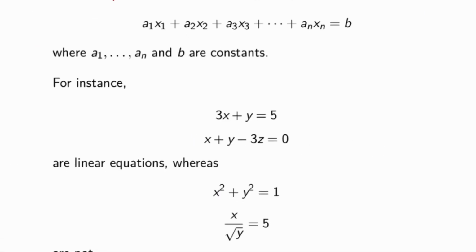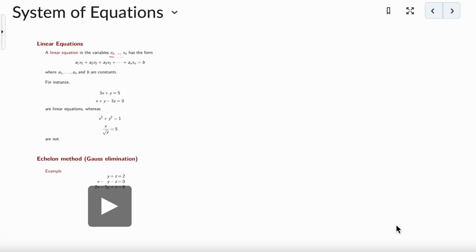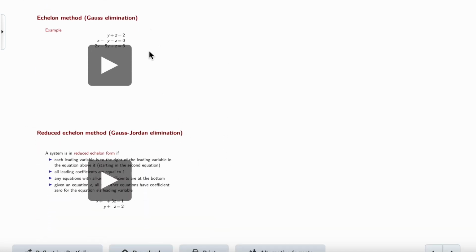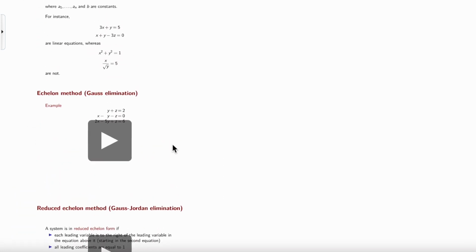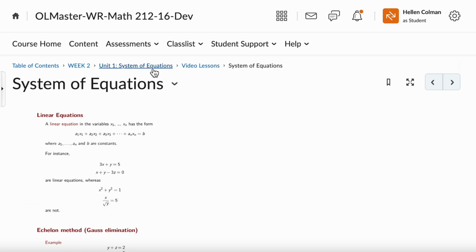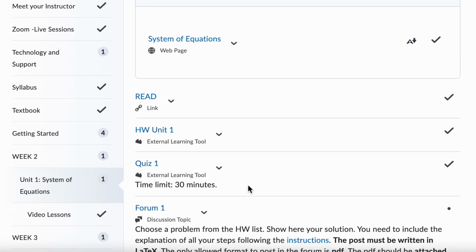A linear equation in the variables x1, x2, x3 until xn has this form. So this is what a lesson looks like. As I show, you can see it small like here, or you can do it bigger. So here are the 3 video lessons that you have to watch for this unit. So let's take a look at the remainder of the unit.